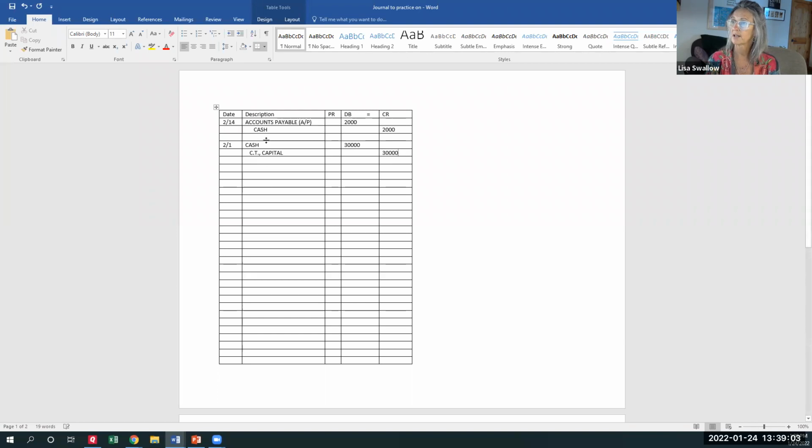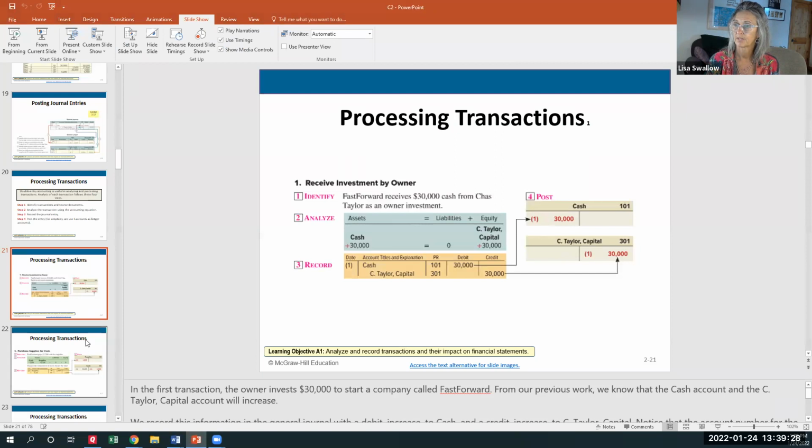So I look at this, my cash went up, my asset of cash, and my owner's equity through the capital. Remember there's those 4 components of equity: capital, withdrawals, revenues, and expenses. My capital account went up by 30,000 and my debits still equal my credits. Let's try the next one.